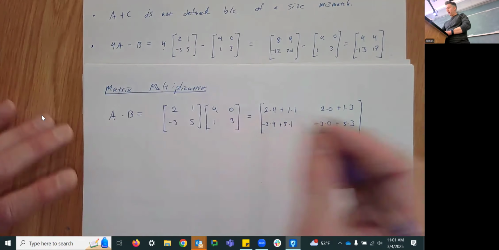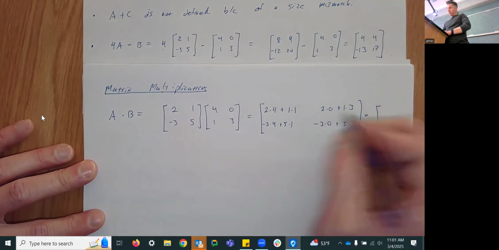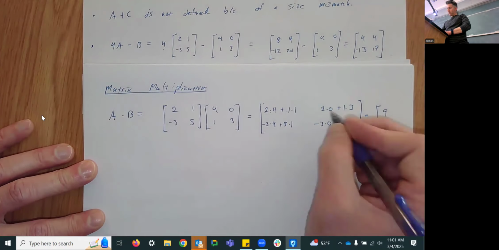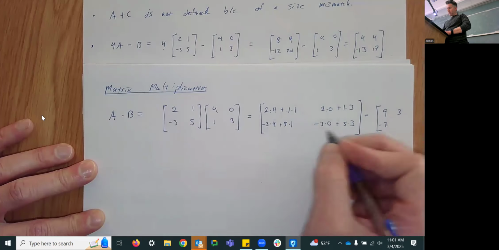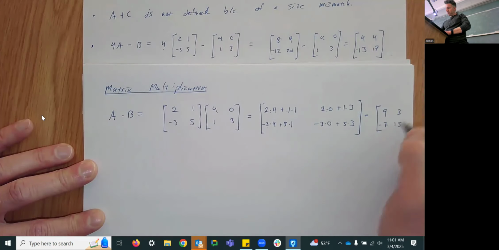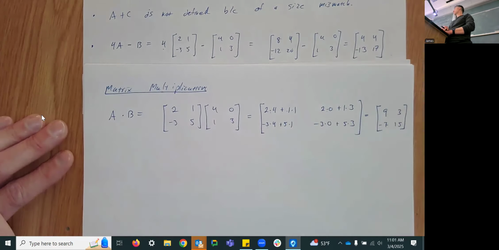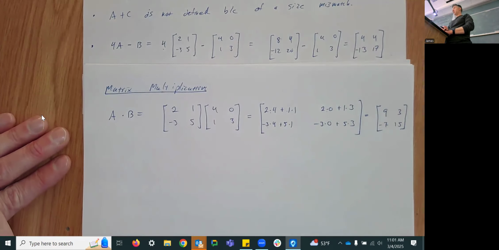And then we simplify. We get 8 plus 1, we get 0 plus 3, we get negative 12 plus 5, and we get 0 plus 15. So that's the matrix A times B.